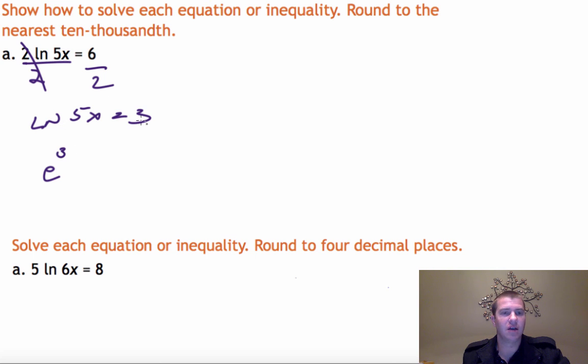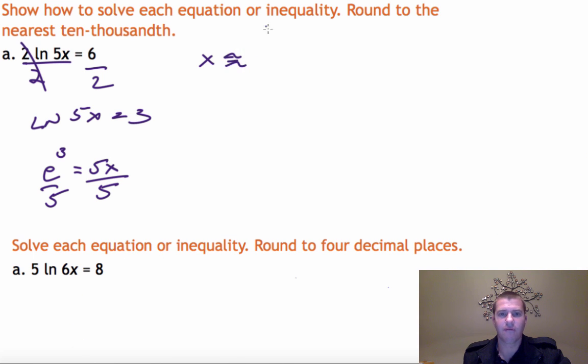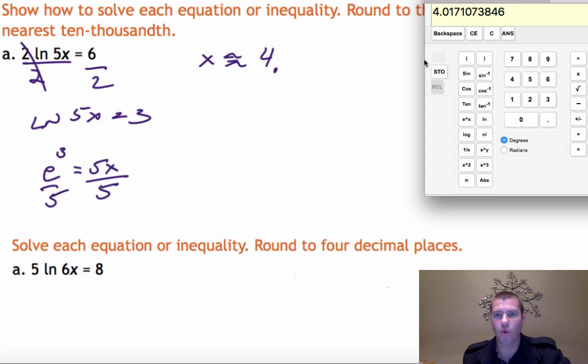Now I can solve it by e raised to the third. Keep the base, which is e, go away, raise to the third, come back is equal to 5x. And then divide by 5. So I get x is equal to, and go to the calculator. So my e raised to the x is right here, raised to the third, equals, and then divided by 5. So I get x is equal to approximately 4.171.